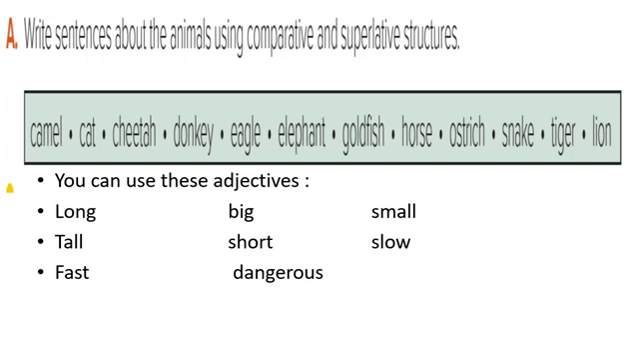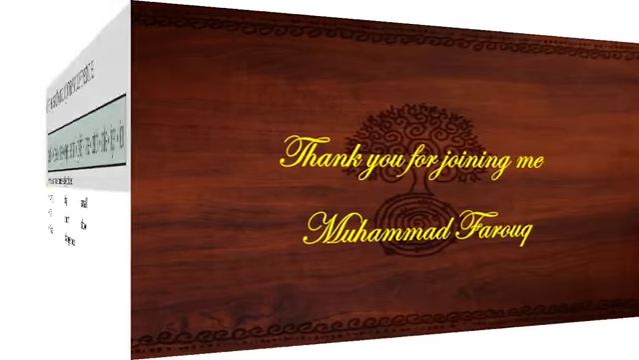Now, my dear students, I would like you to make comparative and superlative structures of these adjectives to describe these animals. We have here some animals: camel, cat, cheetah, donkey, eagle, elephant, goldfish, horse, ostrich, snake, tiger, and lion. You can use these adjectives: long, tall, fast, big, short, dangerous, small, and slow.